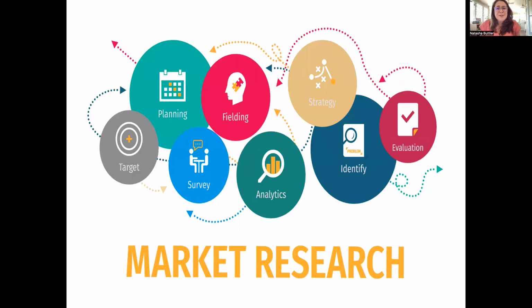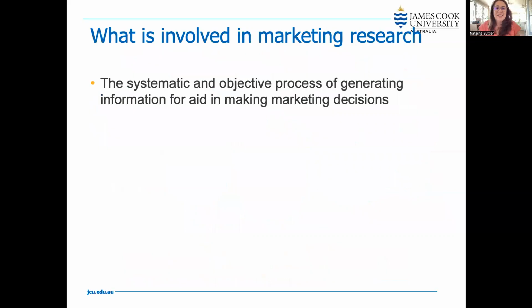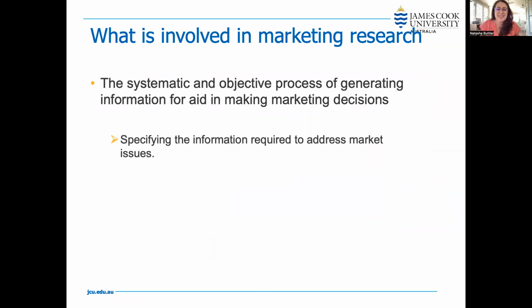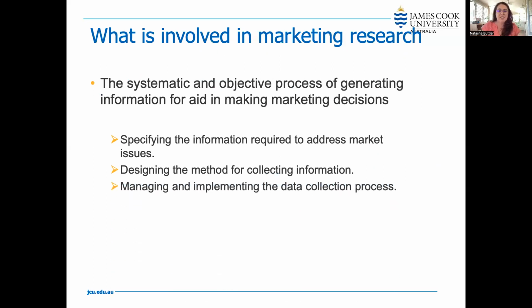So what exactly do we do when we're undertaking market research? As we spoke about, the definition of market research is that market research is the systemic and objective process of generating information for aid in making marketing decisions. So we need to look at the sort of information that we need. So specifically specifying the information required to address the market issues. We look at how we gather that information. So we design a method for collecting information.